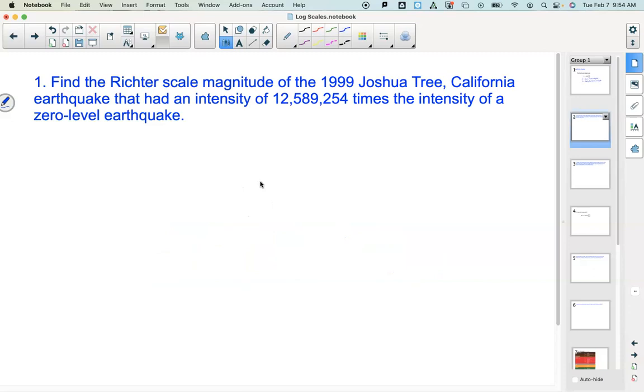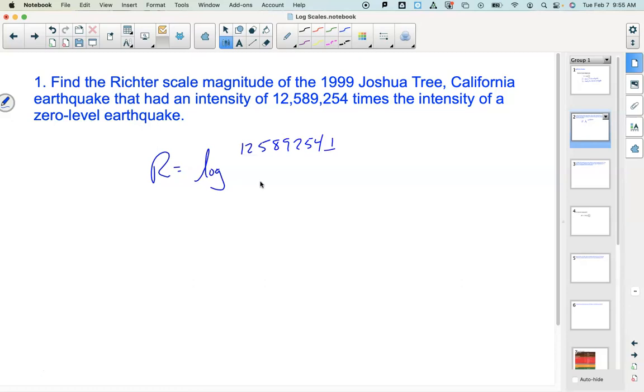Find the Richter scale magnitude of the 1999 Joshua Tree, California earthquake. That one's known as a very intense earthquake. It had an intensity that was 12,589,254 times the intensity of a 0 level earthquake. So let's find our Richter scale value. R equals the log of 12,589,254 times the intensity of that 0 level earthquake.